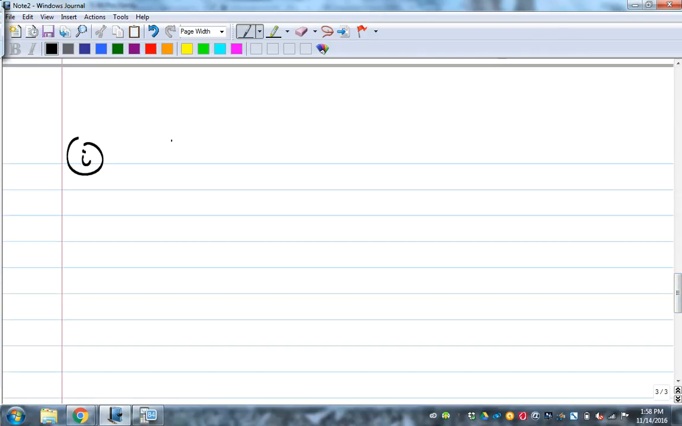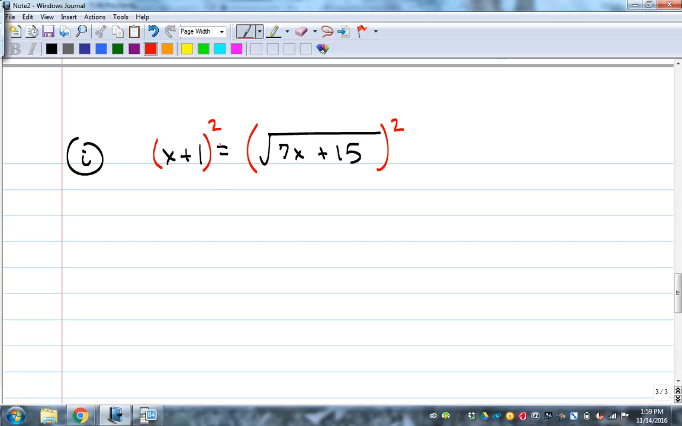Next: x plus 1 is equal to the square root of 7x plus 15. Is the stuff that has the rational exponent or the root by itself? Yes, it is. So how do we get rid of that? Okay, so if I square both sides, the right-hand side is the easy side. It's 7x plus 15. What is x plus 1 squared?